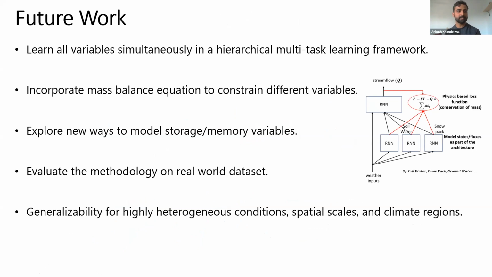So some of the other ideas that we are planning to pursue: right now I told you that we individually trained LSTMs for snowpack and soil water, and then fed the output of that as input to the final module. But we could train all of these simultaneously in a multitask learning framework. So we would explore that going forward. Again, we are going to add a mass balance equation to further constrain the model. And then the most important thing is to evaluate this strategy on a real-world data set as well.